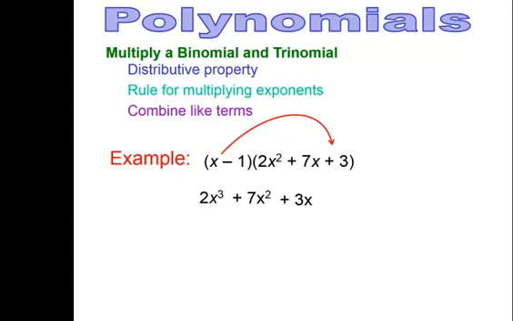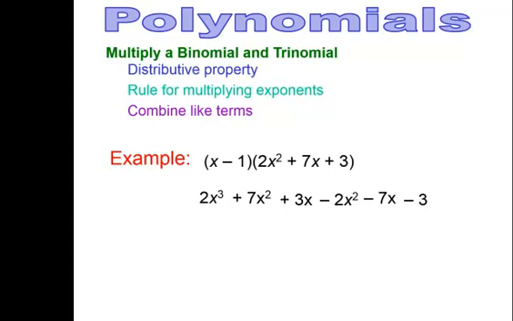And you also need to take that minus 1 or negative 1 and distribute it to everything in the parentheses. So you're going to have a negative 1 times a 2x squared, which is going to give you a negative 2x squared. Negative 1 times plus 7x is going to give you a minus 7x. And then negative 1 times a positive 3 will give you minus 3.